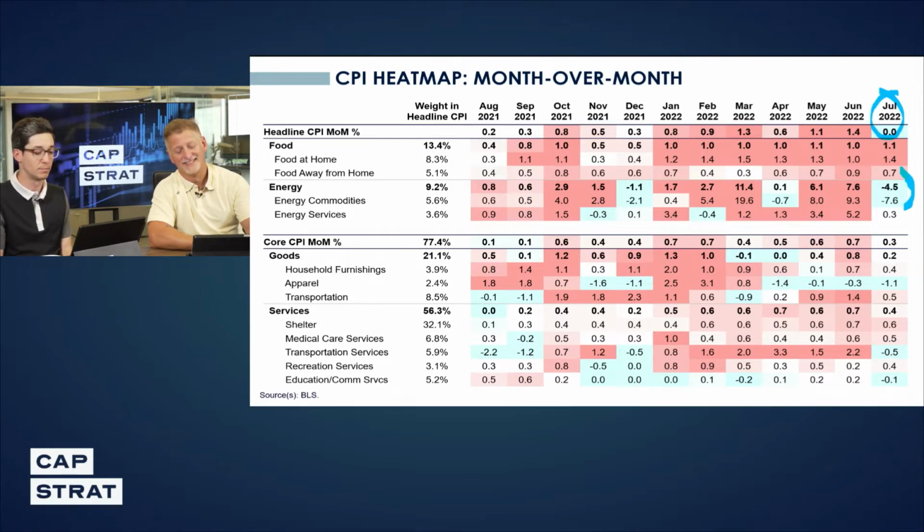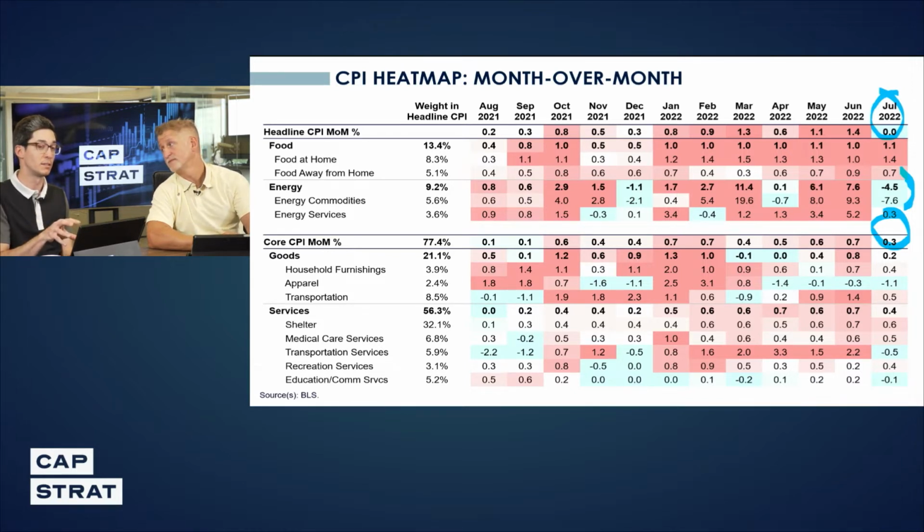There was some softness in apparel, some softness in transportation services, which is really just a pass-through from lower fuel prices, gasoline prices. But the most alarming thing in the core basket was shelter. If you look at the weights, 32% of the entire headline CPI basket is shelter, and that was still up 0.6% month over month. That is far too hot.